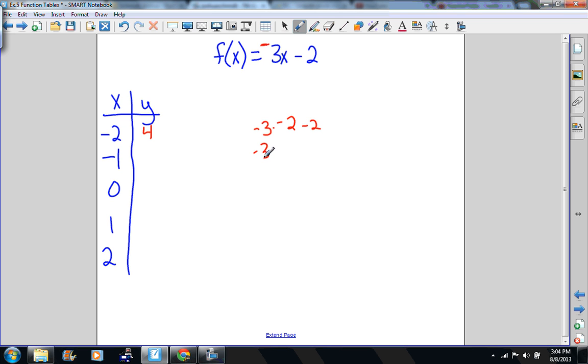Then we do -3 times -1 minus 2. This is 3 minus 2. That is 1. -3 times 0 is 0. 0 minus 2, that's -2. And now we have a pattern, -3, -3, -3, -3. And there is your table.